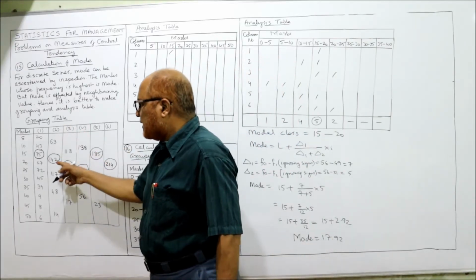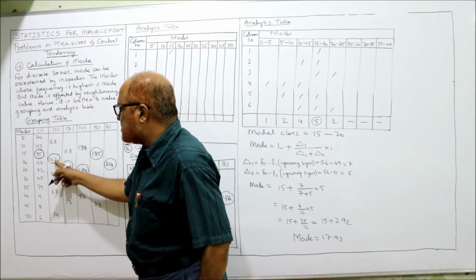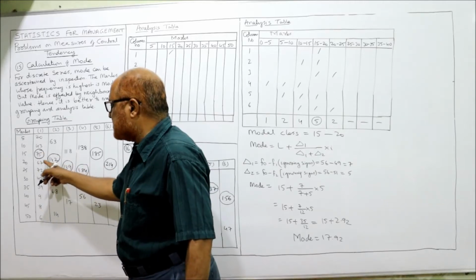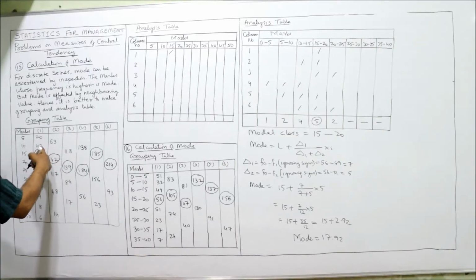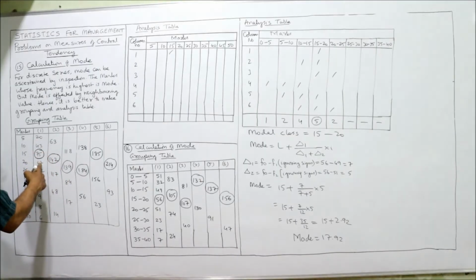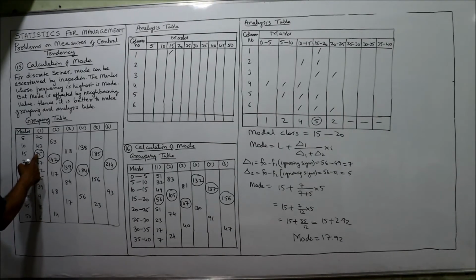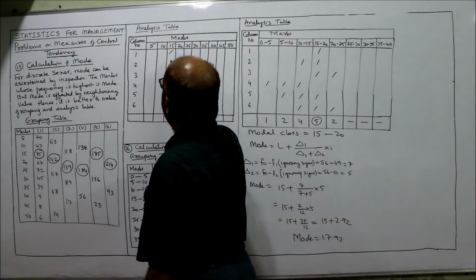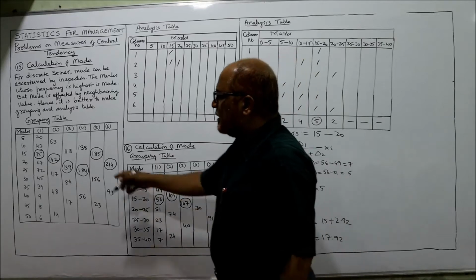Now second column, the highest is 142. 142 is the total of these two, 75 plus 67. Leave the first, group them in twos. Yes, 75 plus 67 is the total of 142. So which are the marks for 75 and 67? 15 and 20. This 142 represents 15 and 20. So second column 15, 20. 2 bars. Right?